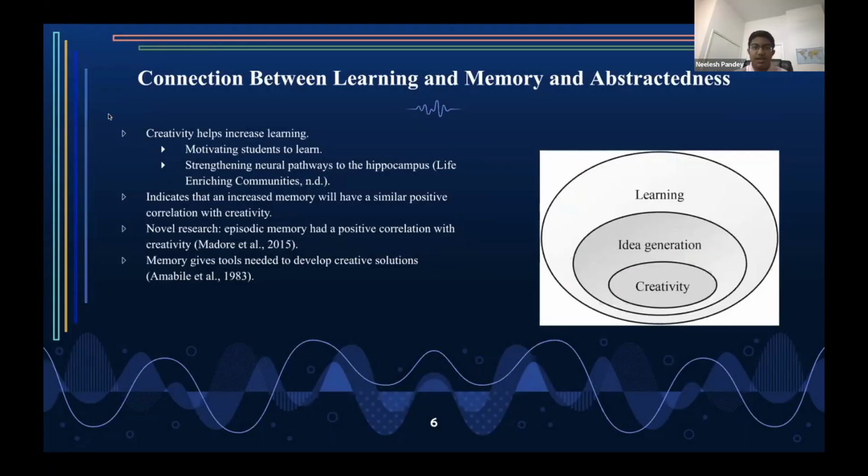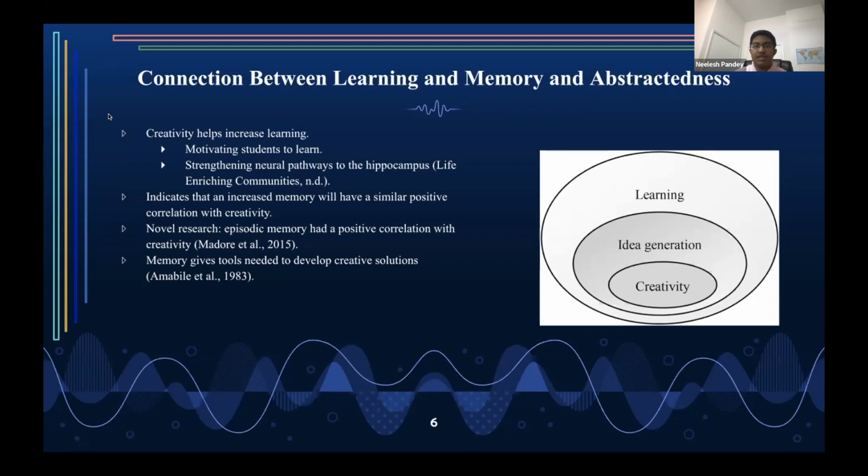So now let's go to the connection between learning and memory and abstractedness. What we know as of right now from previous research is that creativity helps increase learning in 2 major ways. The first is by motivating students to learn, where creativity helps inspire students to find different solutions and improve their learning process. But secondly, and much more importantly, it strengthens neural pathways to the hippocampus. According to the research, the hippocampus, which is used for turning short-term memory into long-term memory, has those pathways strengthened.